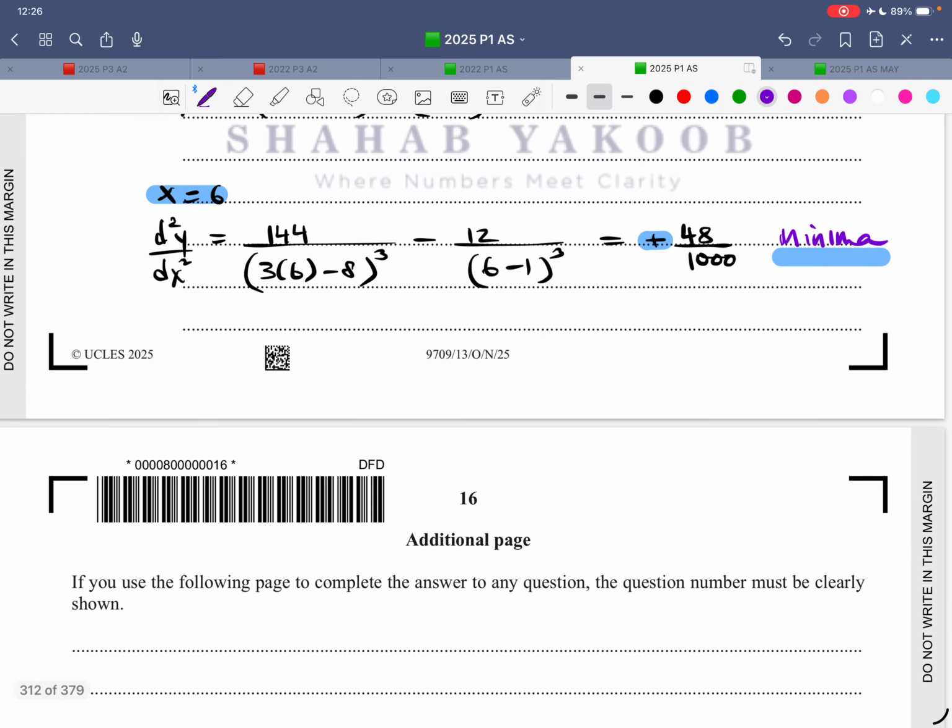And that's how we complete this paper, which is October-November 2025, variant 1-3, all done and dusted, so that you are all set for your grade that you truly deserve.